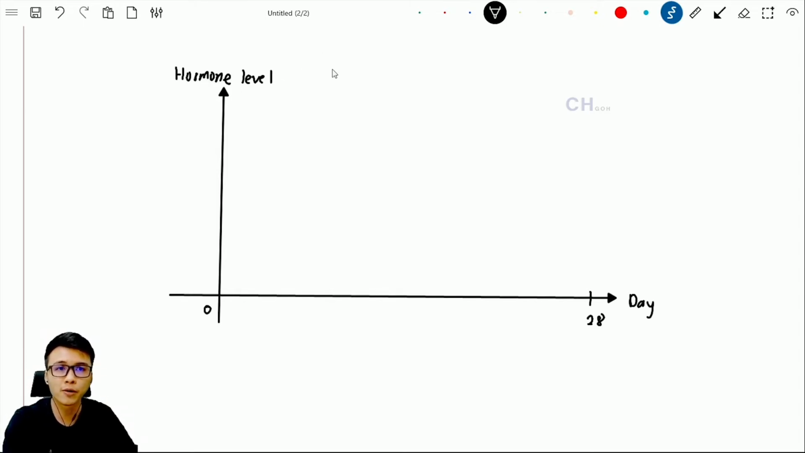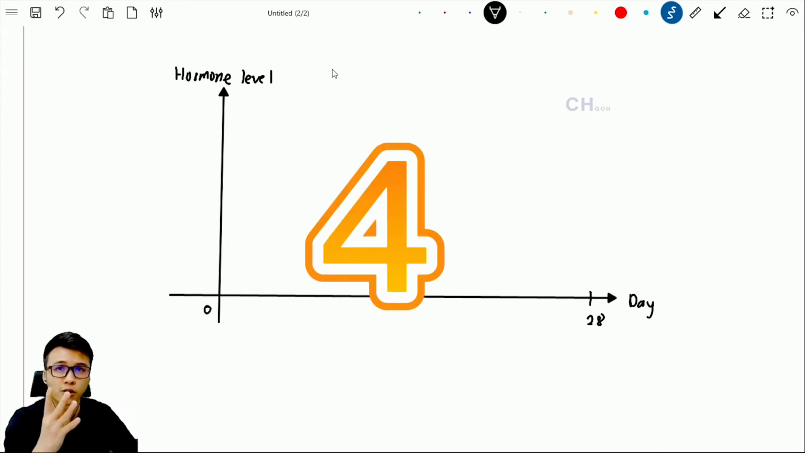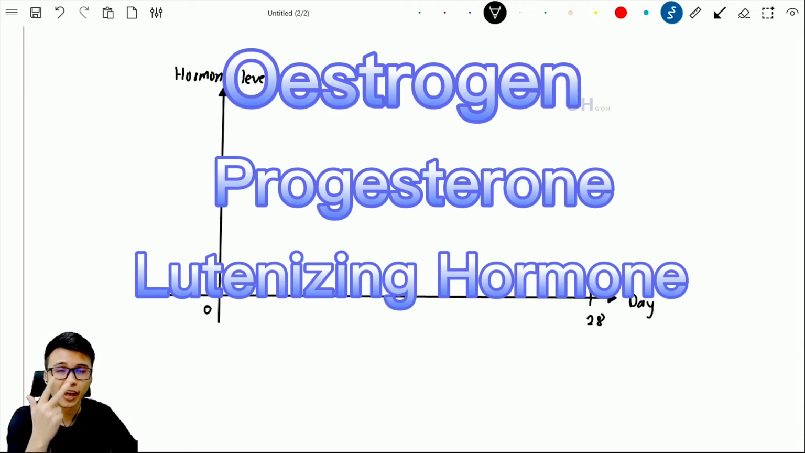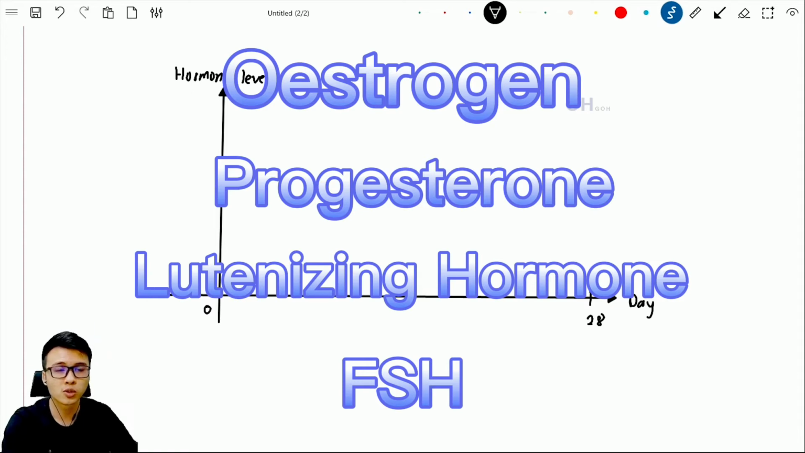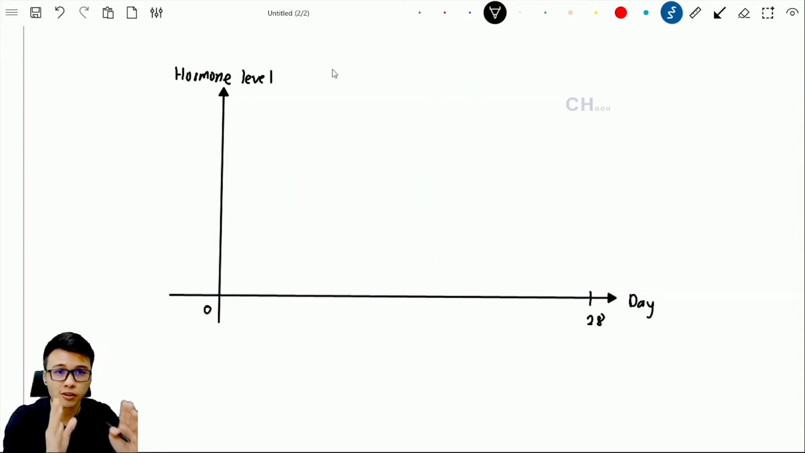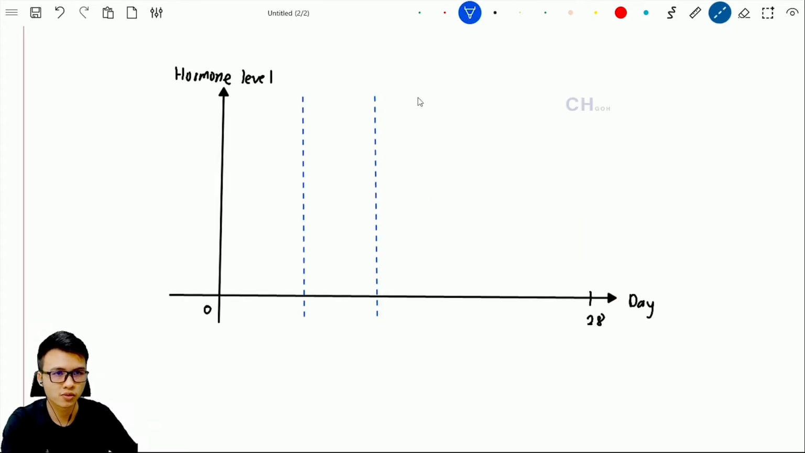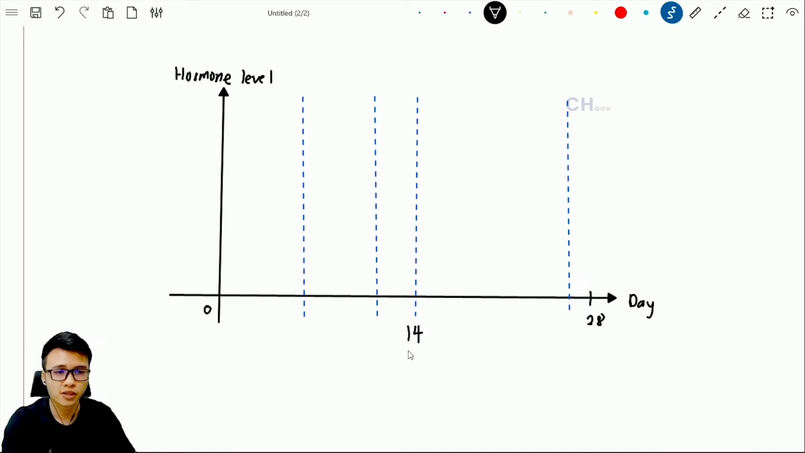Now, if you still remember, when we studied the menstrual cycle, it involved only 4 types of hormone in SPM: the estrogen, progesterone, luteinizing hormone, and the follicle stimulating hormone. So to make things easier, I'm going to divide the graph into 4 parts, for the peak level of hormones respectively. So let's do this. 1, 2, 3, 4. The middle part of this graph will be day 14. And we must memorize that day 14 of the menstrual cycle is when ovulation happens.